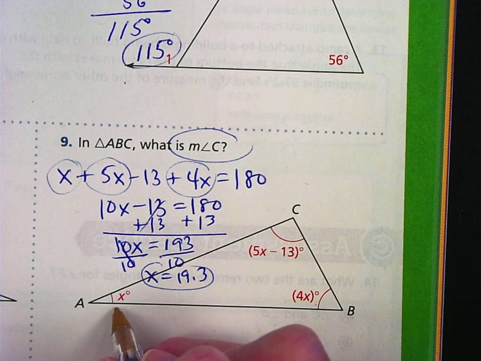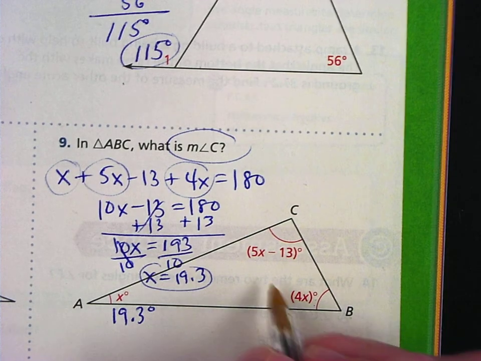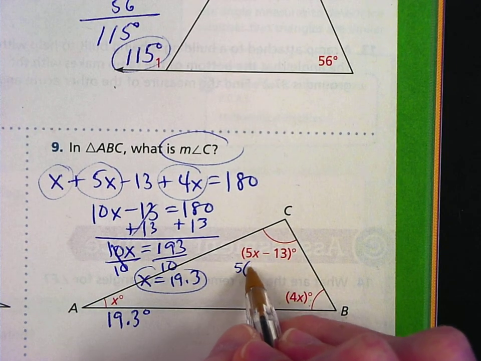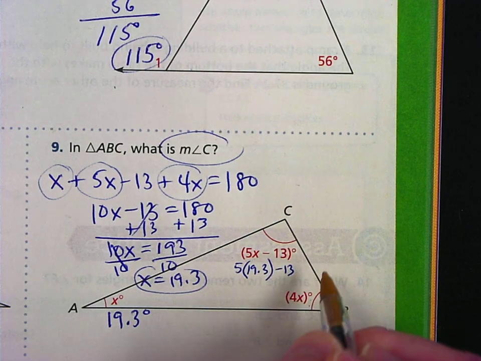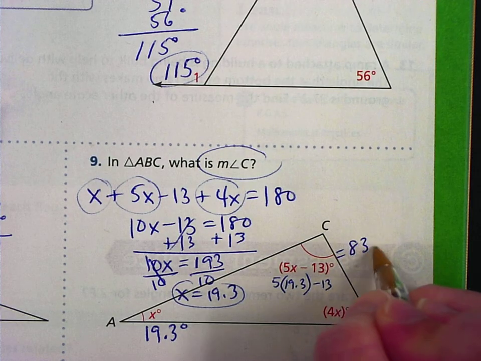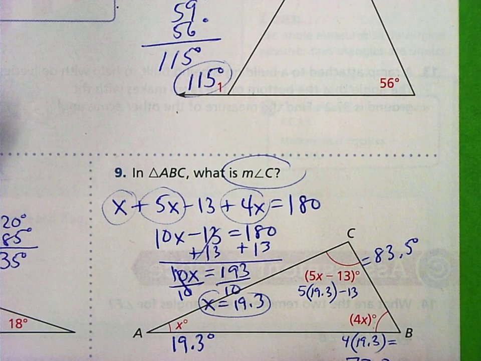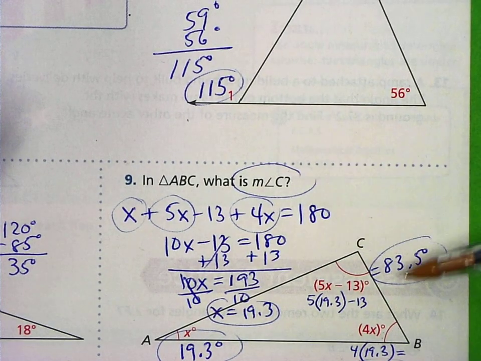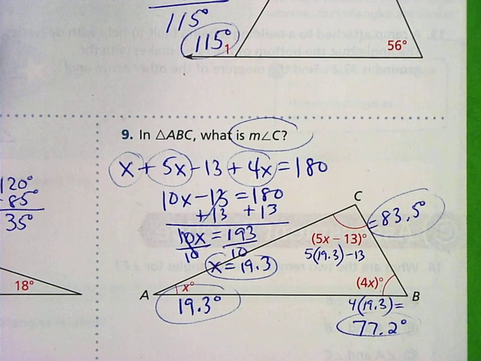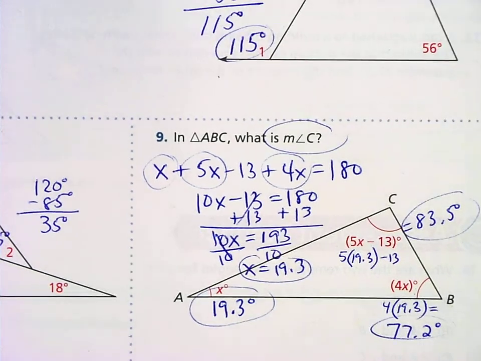So if x is 19.3, angle A is 19.3 degrees. I'm going to plug in 19.3 there, and so 5 times 19.3 subtract 13. That's going to be 83.5 degrees. So angle C is 83.5 degrees. And then I can do 4 times 19.3, and I get 77.2 degrees. So I've actually found all three angles, but then I can actually answer the measure of angle C is 83.5 degrees.